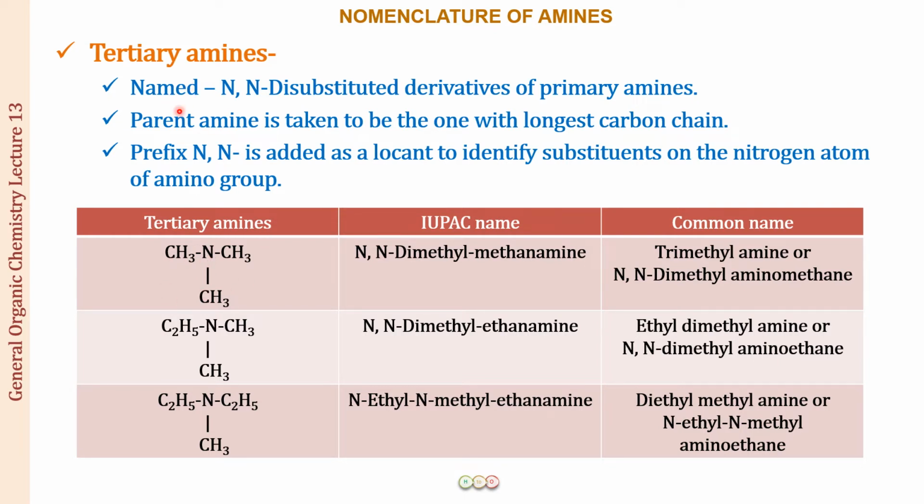groups. And when we are going to name them, we will be naming them as N,N-disubstituted derivatives of the primary amine. One of the alkyl groups attached to the nitrogen atom is going to be the parent amine, and this is going to be the one with the longest carbon chain. For the rest we will be using the prefix N,N as a locant to identify the substituents on the nitrogen atom of the amino group, just like we did for the secondary amines as well, right? So when we have three alkyl groups which are the same, one is going to be the parent chain, just like over here we have the CH3, so this is going to be methanamine. And then for the other two, we are going to use the prefix N,N-dimethyl. Fine, I hope this is clear. So this will be N,N-dimethyl methanamine.